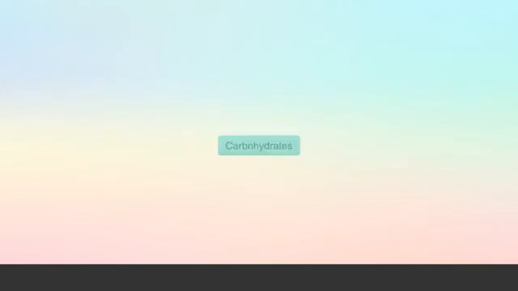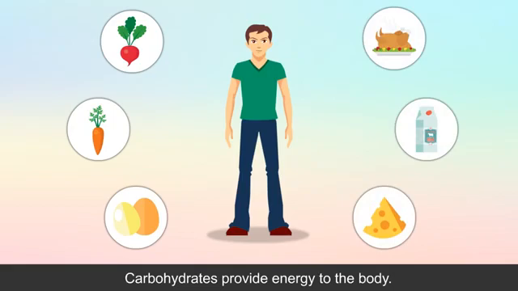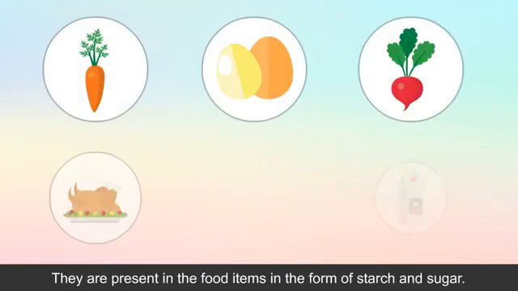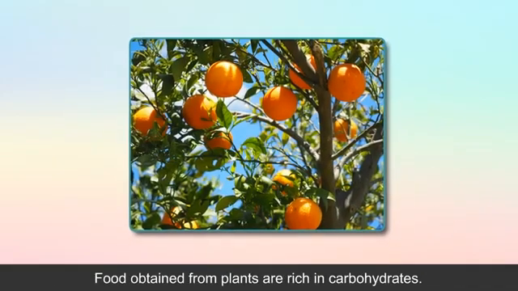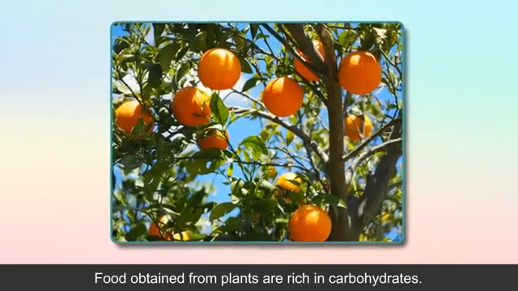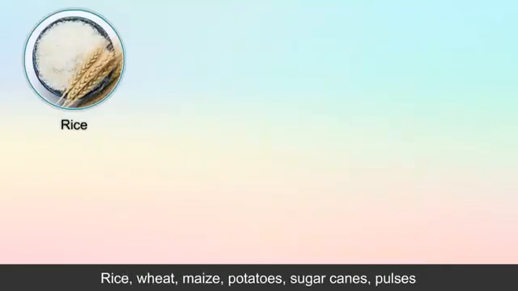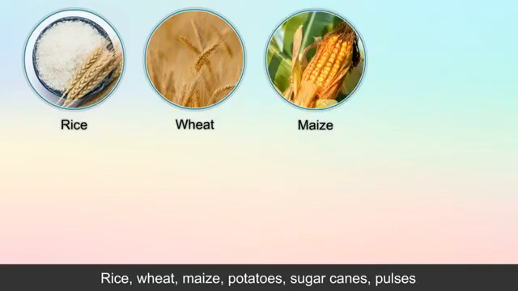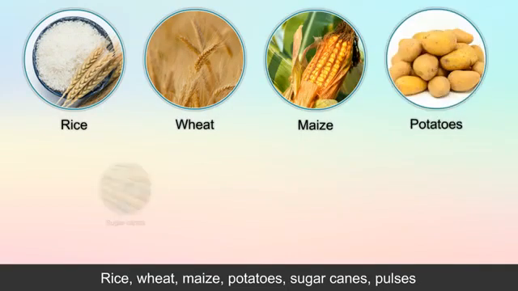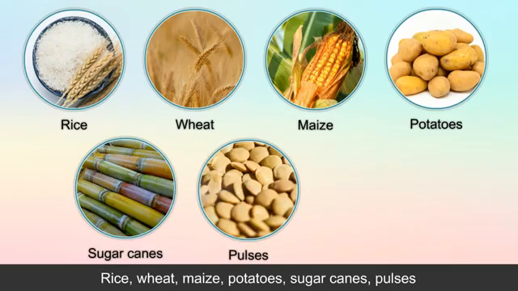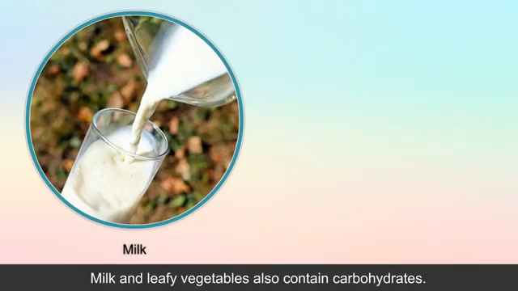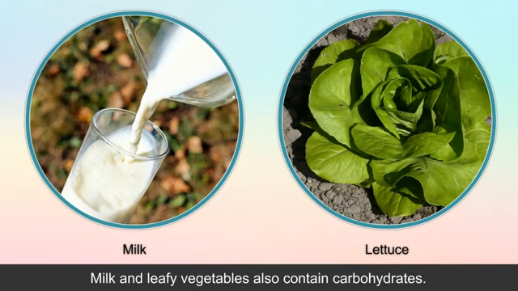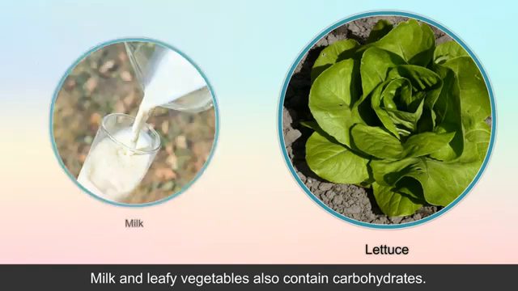Carbohydrates. Carbohydrates provide energy to the body. They are present in food items in the form of starch and sugar. Foods obtained from plants are rich in carbohydrates. Rice, wheat, maize, potatoes, sugarcane, pulses, and bananas are such food items. Milk and leafy vegetables also contain carbohydrates.